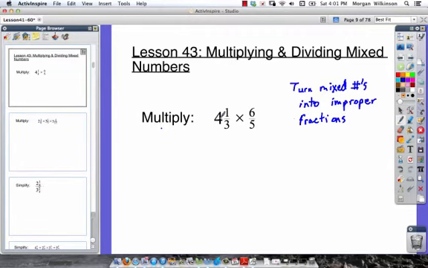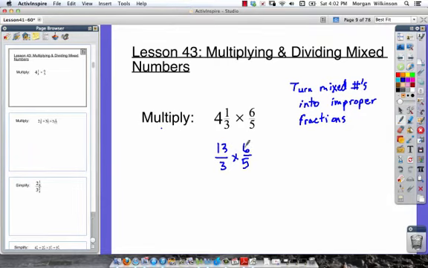So, if we have 4 1/3, well, 3 times 4 is 12, plus 1 is 13. So we get 13 over 3 times 6 over 5. Now with this, we can look to see if we can simplify before we multiply. 13 never goes into 3. This cannot be reduced. 13 never goes into 5. 5 never goes into 13, so that cannot be reduced.